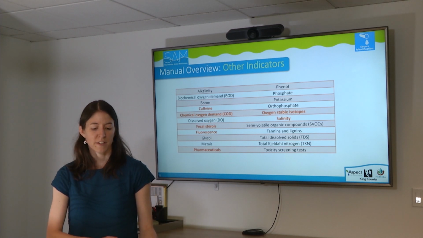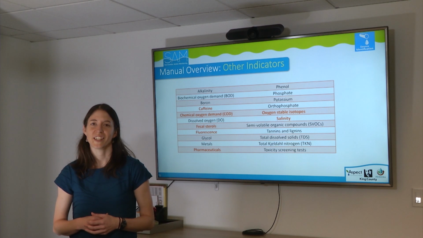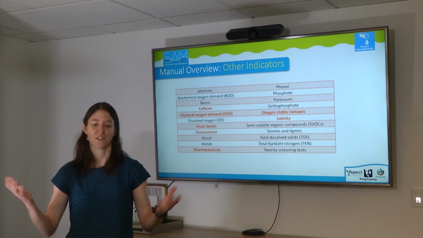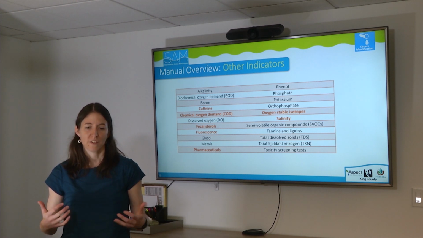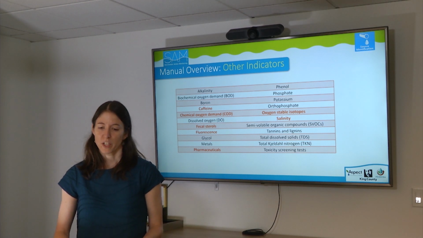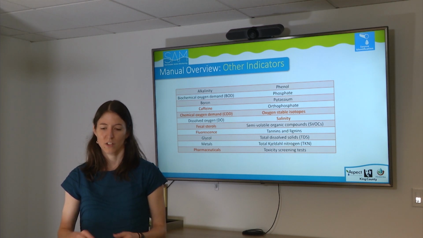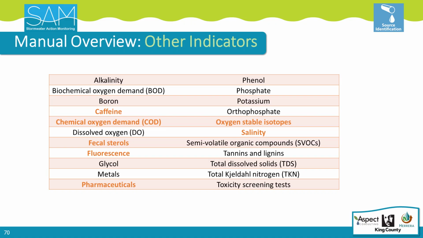I mentioned that our other indicators list is pretty long. Obviously, with surface water quality indicators and water quality indicators, there's so many things you can test for. So we took a look at, what are some other common sources, things that people are using for indicator sampling. And so here we expanded this list, and we added 7 new indicators here, bolded in orange. So we added things like caffeine, chemical oxygen demand, fecal sterols, fluorescence, pharmaceuticals, oxygen-stable isotopes, and salinity. Some of these are not as commonly used, but all have been used in some sort of illicit discharge or illicit connection sampling, so we wanted to include a more comprehensive list.